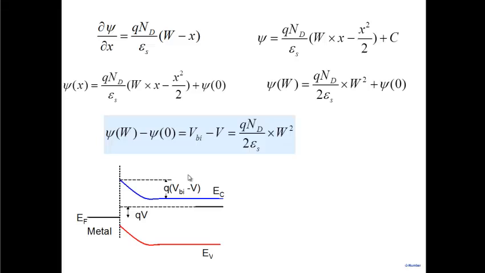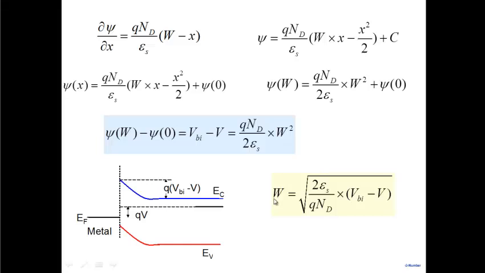So you put V_BI minus V equal to q N_D by 2 epsilon_S W squared, and therefore you get an expression for W, the depletion width. Okay, so we have solved the Poisson's equation. We know what the depletion width is now, if we know the doping and we know the built-in voltage. And once you know the depletion width, then you know the electric field, you know everything about the depletion region.